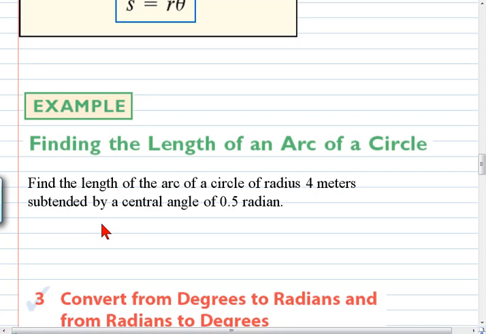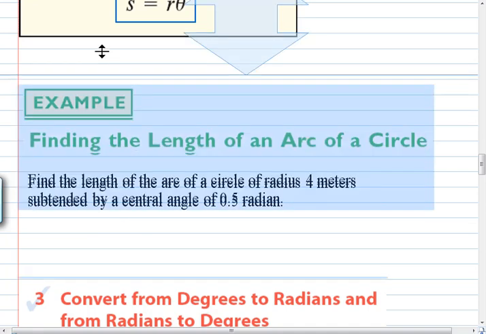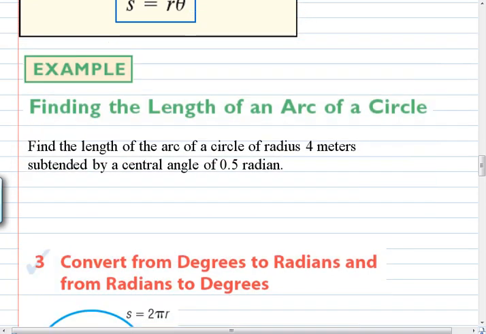It says find the length of the arc of a circle of radius 4 meters subtended by a central angle of 0.5 radians. All right, so we go to the formula, s equals r theta. We're looking for the arc length.